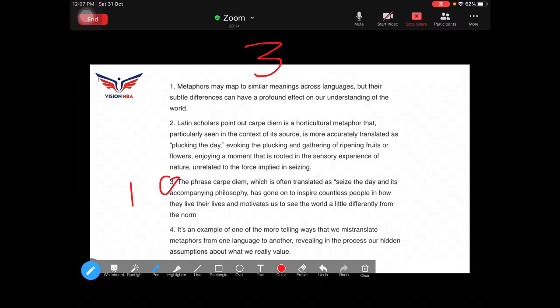The second, a little differently from the norm, metaphors may map to similar meanings across languages. After that, one is going to come. After I'm so sorry. After that, not one, my bad. It should be Latin scholars point out. It is going to be two.